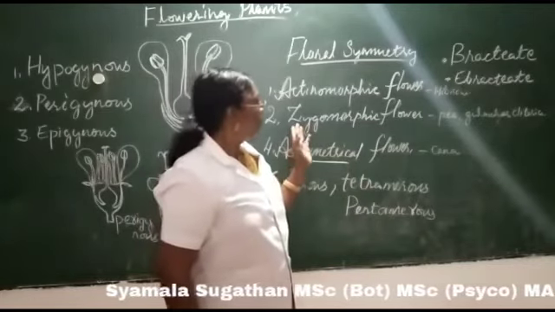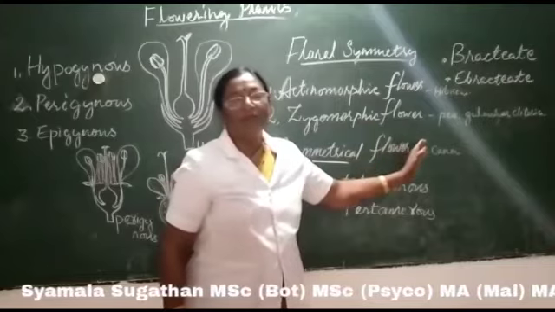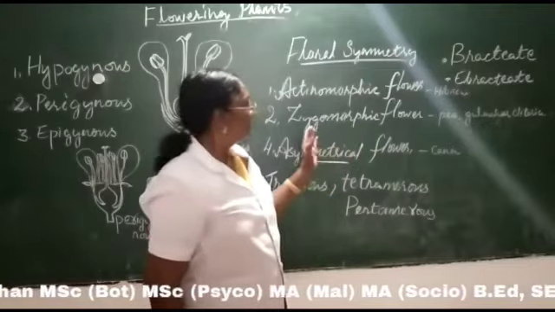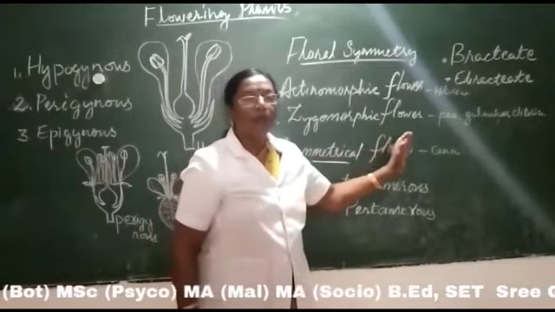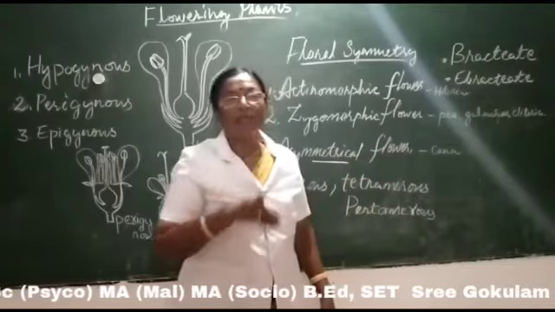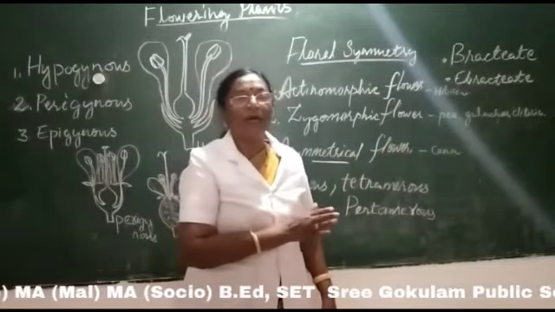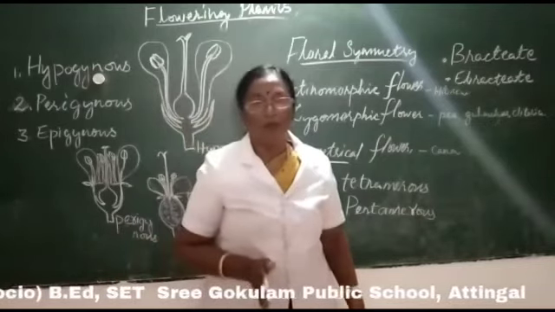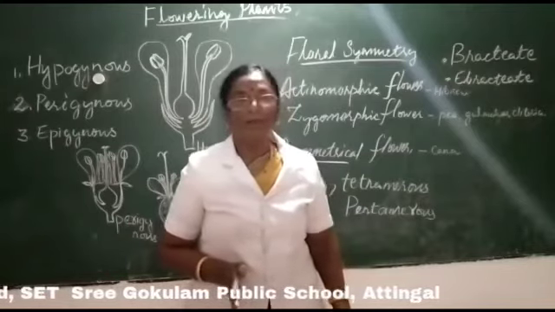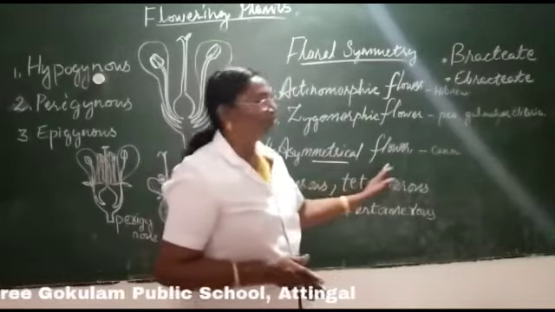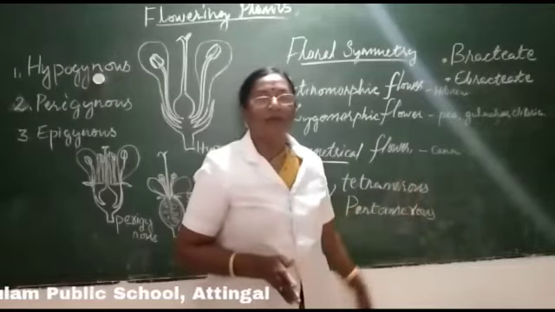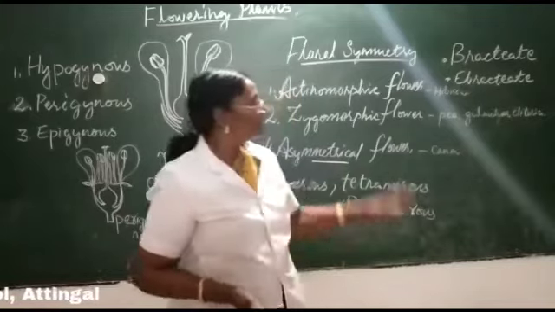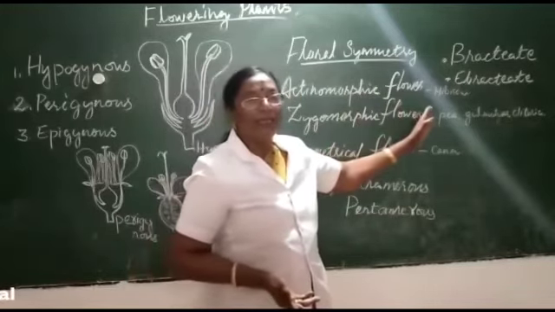When coming to a zygomorphic flower, which is similar to bilateral symmetry in organisms, the flower can be cut into two equal halves through only one vertical plane, that is into left half and right half, as in the case of pea, gulmohar, clitoria, etc. When coming to an asymmetrical flower, this flower could not be cut into two equal halves through any plane, as in canna.